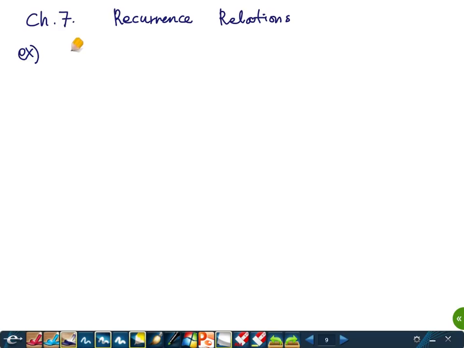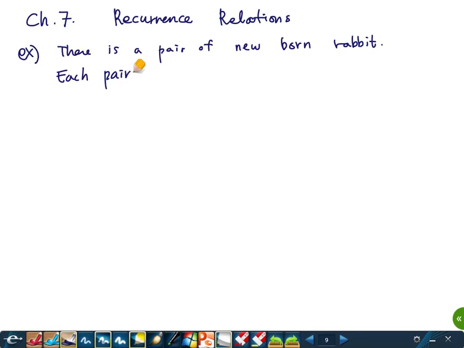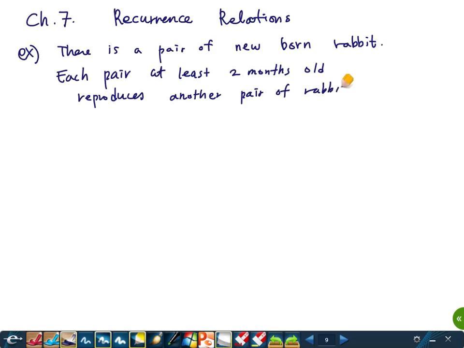There is a pair of newborn rabbits. One male, one female, and each pair of rabbits, at least 2 months old, reproduces another pair of rabbits every month.